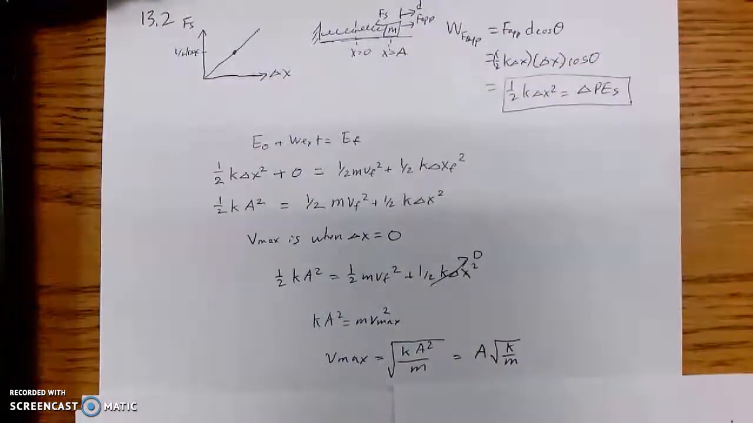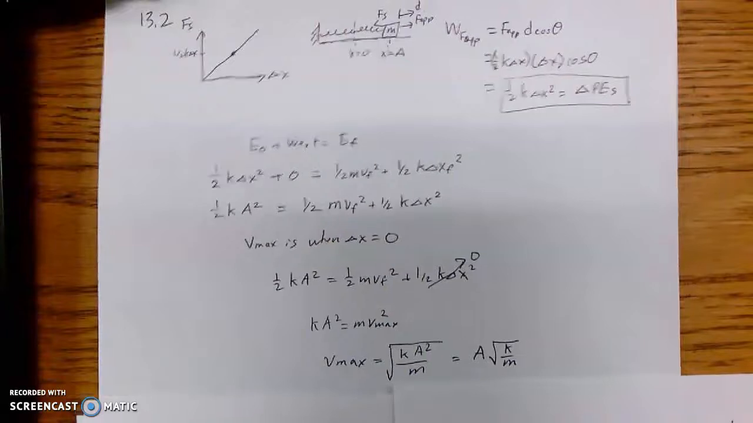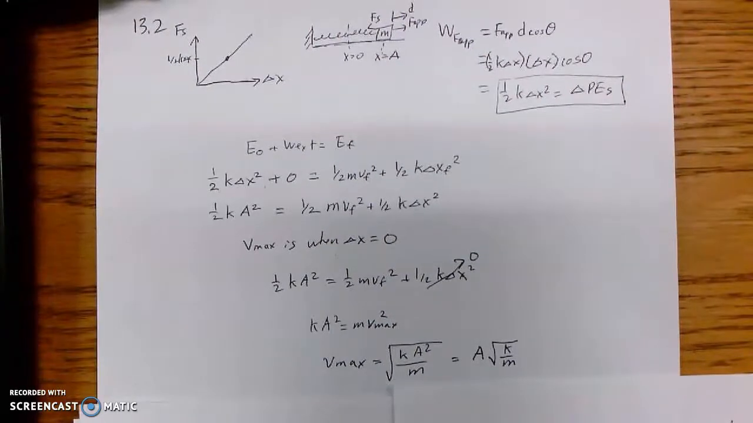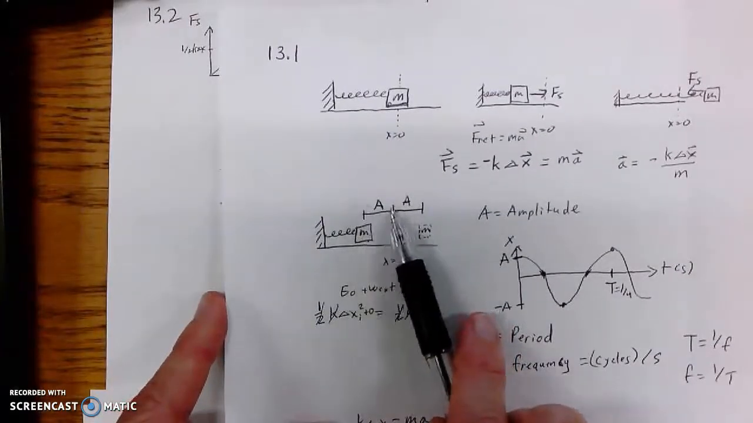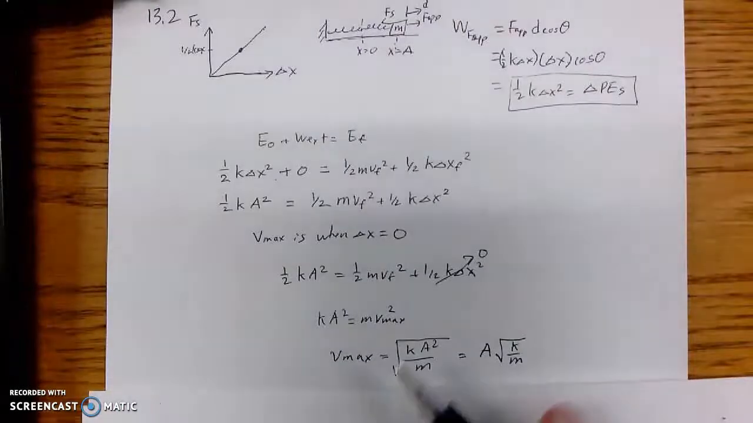We showed in 13.1 that the spot that it moves to when it gets to the left-hand side will be the same as the spot that it gets to on the right-hand side. That is, over here, this A will be the same as that A. That distance is the same. Again, I wouldn't memorize this.